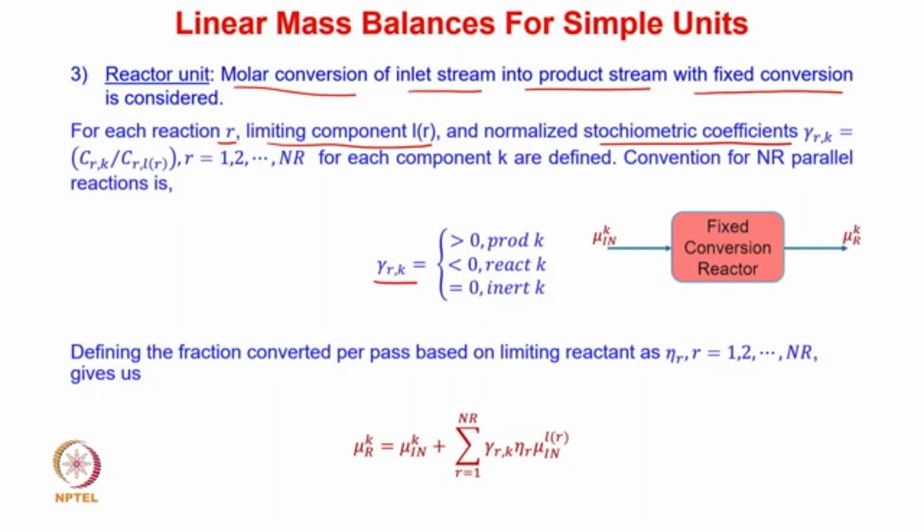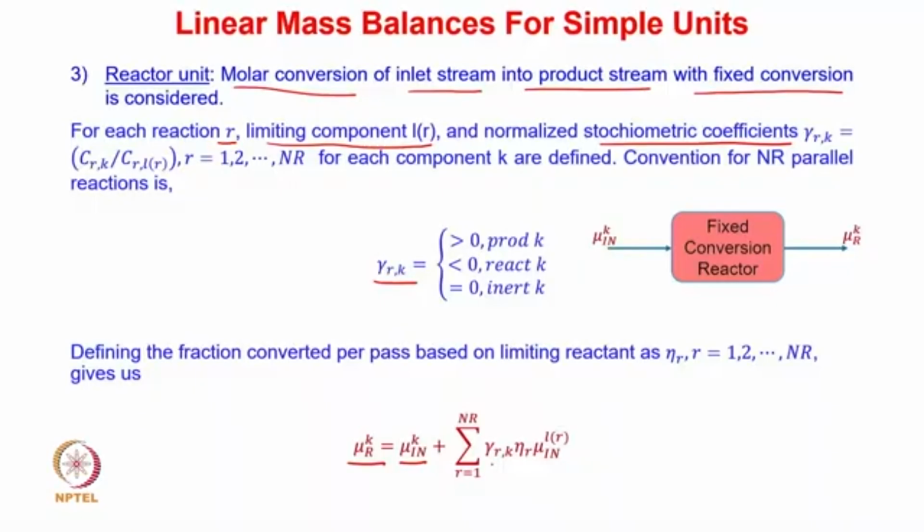So the mass balance in this case can be written as mu RK. Mu RK is nothing but the molar flow rate of the kth component coming out from the reactor R. It is given as mu in K, so it is nothing but the molar flow rate of the kth component in the input plus summation of R equals 1 to nr. So we are doing the summation from reaction 1 to all nr reactions, and we are trying to see whether the component K is produced or consumed in different reactions. So that is accounted through this summation.